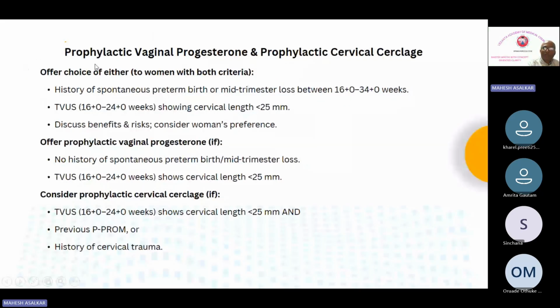Then most important, questions are frequently asked on this particular slide. What is the role of prophylactic vaginal progesterone and prophylactic cervical encirclement?